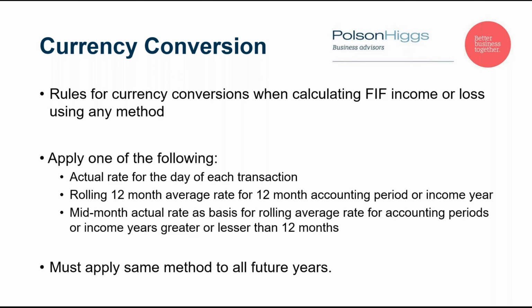We can use a rolling 12-month average for a 12-month accounting period or an income year, and that's appropriate where the income is earned over a whole year and we don't know when it was earned. Or where we know the month but not the specific day, the IRD provide us a mid-month actual rate, which we can use for a monthly calculation. However, we need to use the same method for all transactions in a year and every year thereafter.